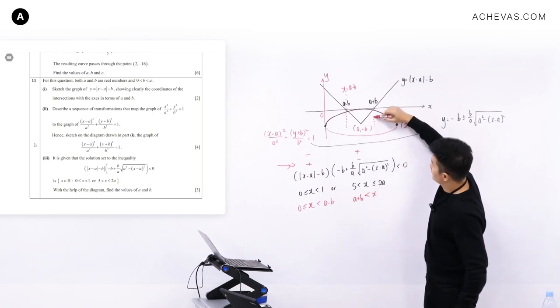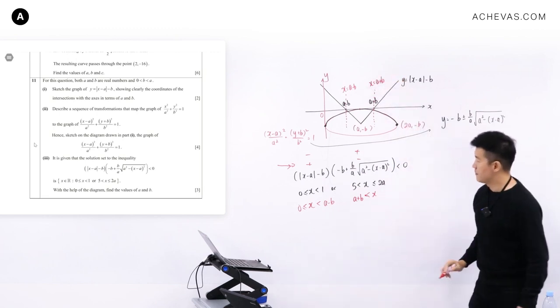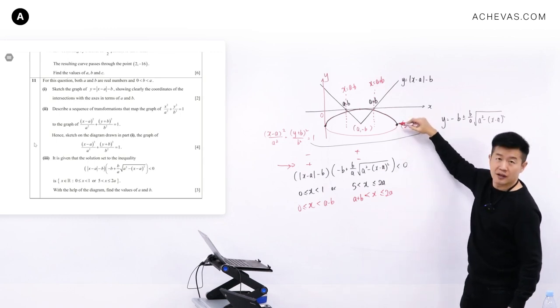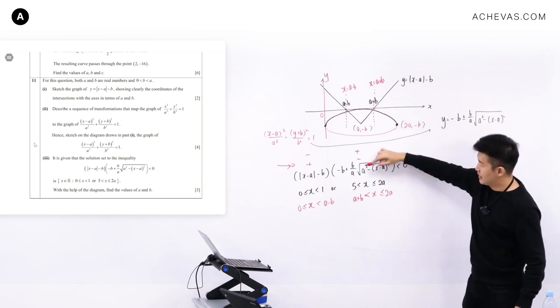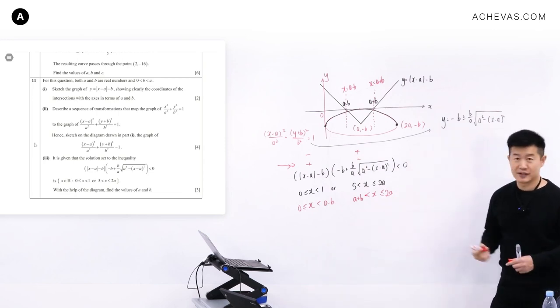We are looking at this. X is equal to a plus b. It must be less than or equal to 2a. Because when it is 2a, this is minus, this is plus, so it's satisfied. So it is this.